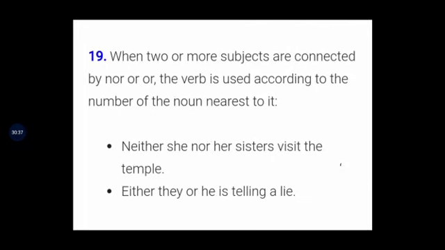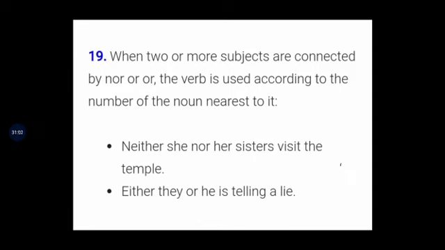Rule number 19. When two or more subjects are connected by nor or or, the verb is used according to the number of the noun nearest to it.